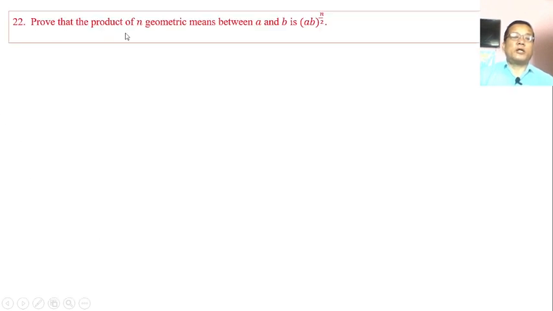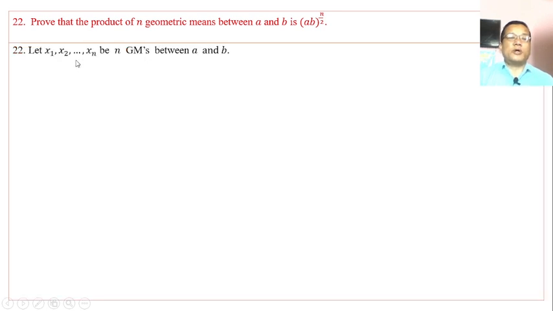Prove that the product of n geometric means between A and B is the product AB whole to the power n by 2. The product of n geometric means between A and B is to be proved equal to AB whole to the power n by 2.